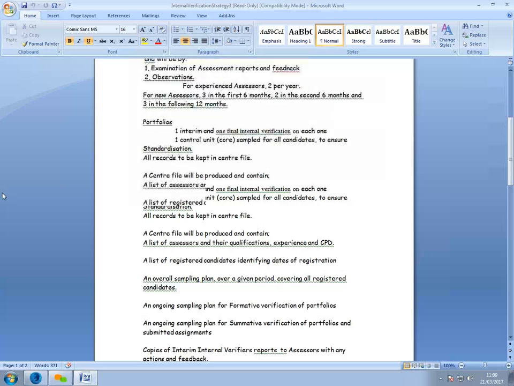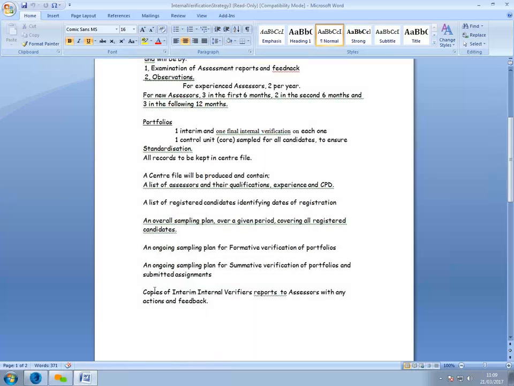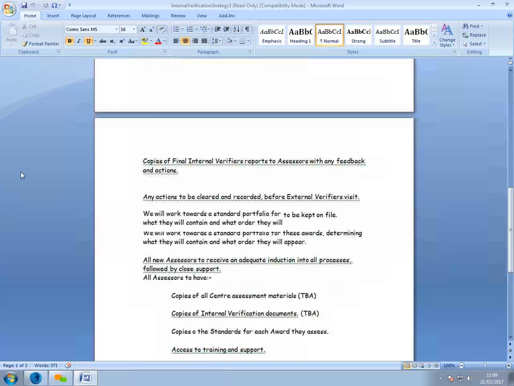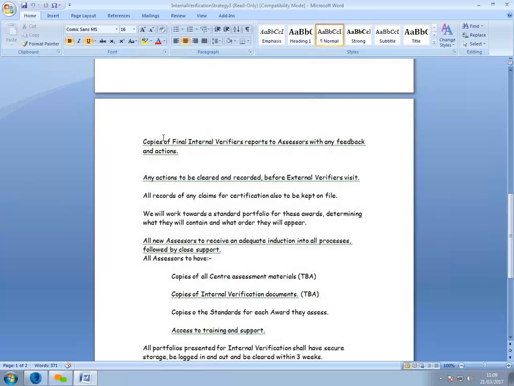An ongoing sampling plan for summative verification of portfolios and submitted assignments. And again, this will be the plan in ours. It's available electronically to do that. Copies of interim internal verification reports to assessors with any actions and feedback. So all these are in the centre file. Copies of final internal verification reports to assessors with any feedback and actions.